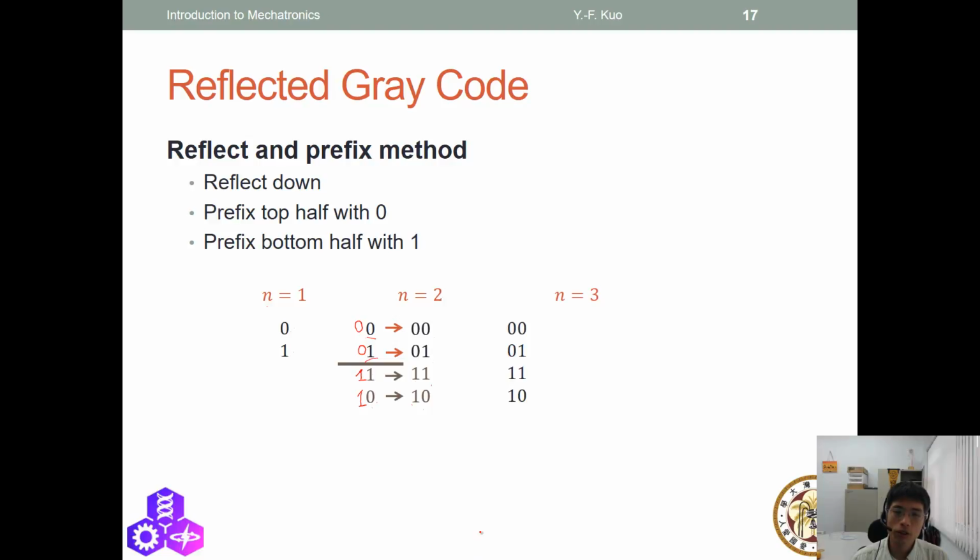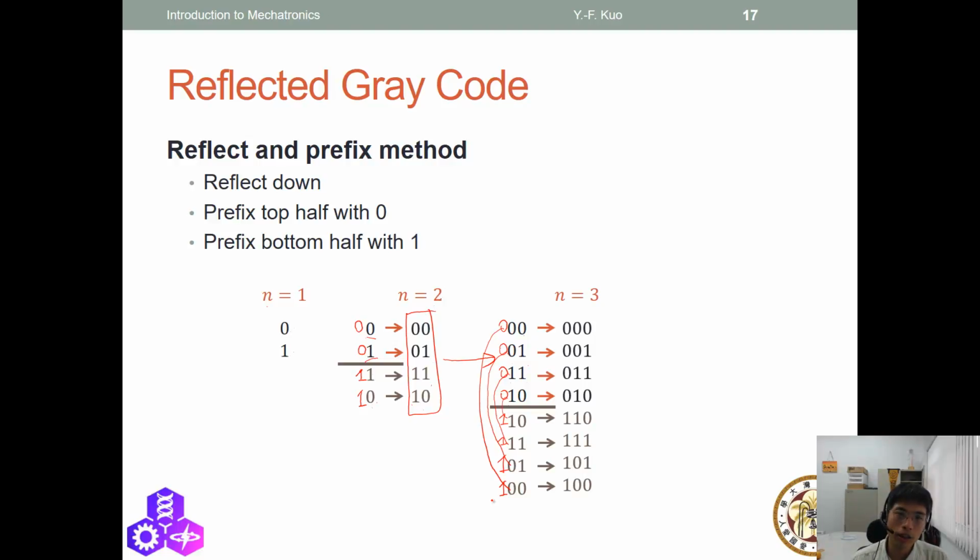If you have a 3-bit number, it's the same. You write down this 2-bit sequence, 00 01 11 10, and then you mirror it again. The mirror means these two are the same, these two are the same, and so on. After you mirror it, before the mirror you add 0 as the 3rd digit, and after the mirror you add 1 as the 3rd digit. Then you get this perfect gray code. So this is how we obtain the gray code.